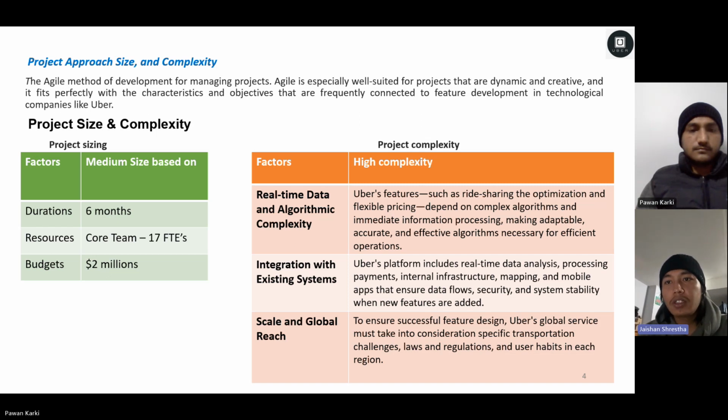So here is a simple table that shows the project size and complexity. The size of project is 6 months, resources, core team, and 7 FTE. Budget is 2 million, and project complexity has three factors: real-time data and algorithm complexity, integration with existing system, scale, and global reach.